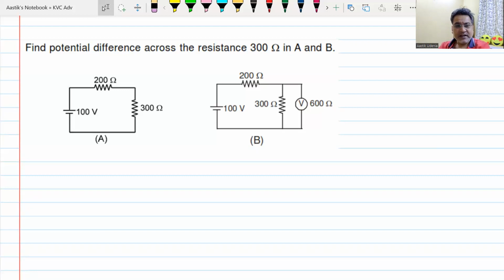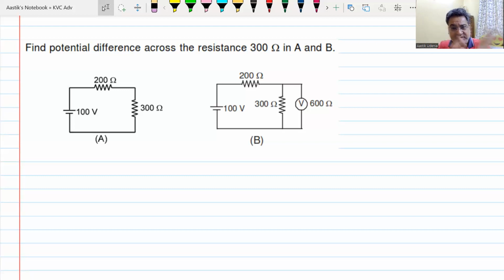Then in the second case, when the voltmeter is connected, the effective resistance between the 300 ohm and 600 ohm resistors in parallel becomes 200. 200 and 200 are in series, both the resistances are same, so the voltage will be divided equally. So in the second case, the answer is 50 volt. The first case answer is 60 volt.